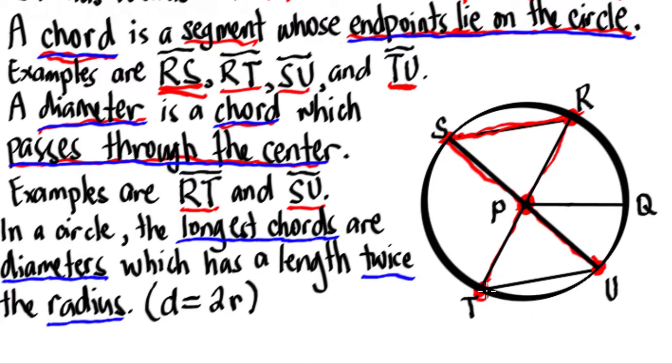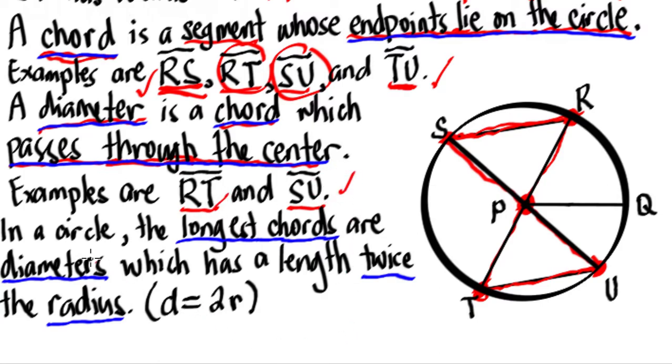Likewise, look at chord TU. Line segment TU is a chord because both of the endpoints are on the circle. T is on the circle, U is on the circle, but the chord doesn't pass through the center. So therefore, it doesn't satisfy the condition that it should pass through the center of a circle. So it's not the diameter, it's just simply a chord. So TU is just a chord, not the diameter. RS is a chord, not the diameter. But RT and SU are diameters.